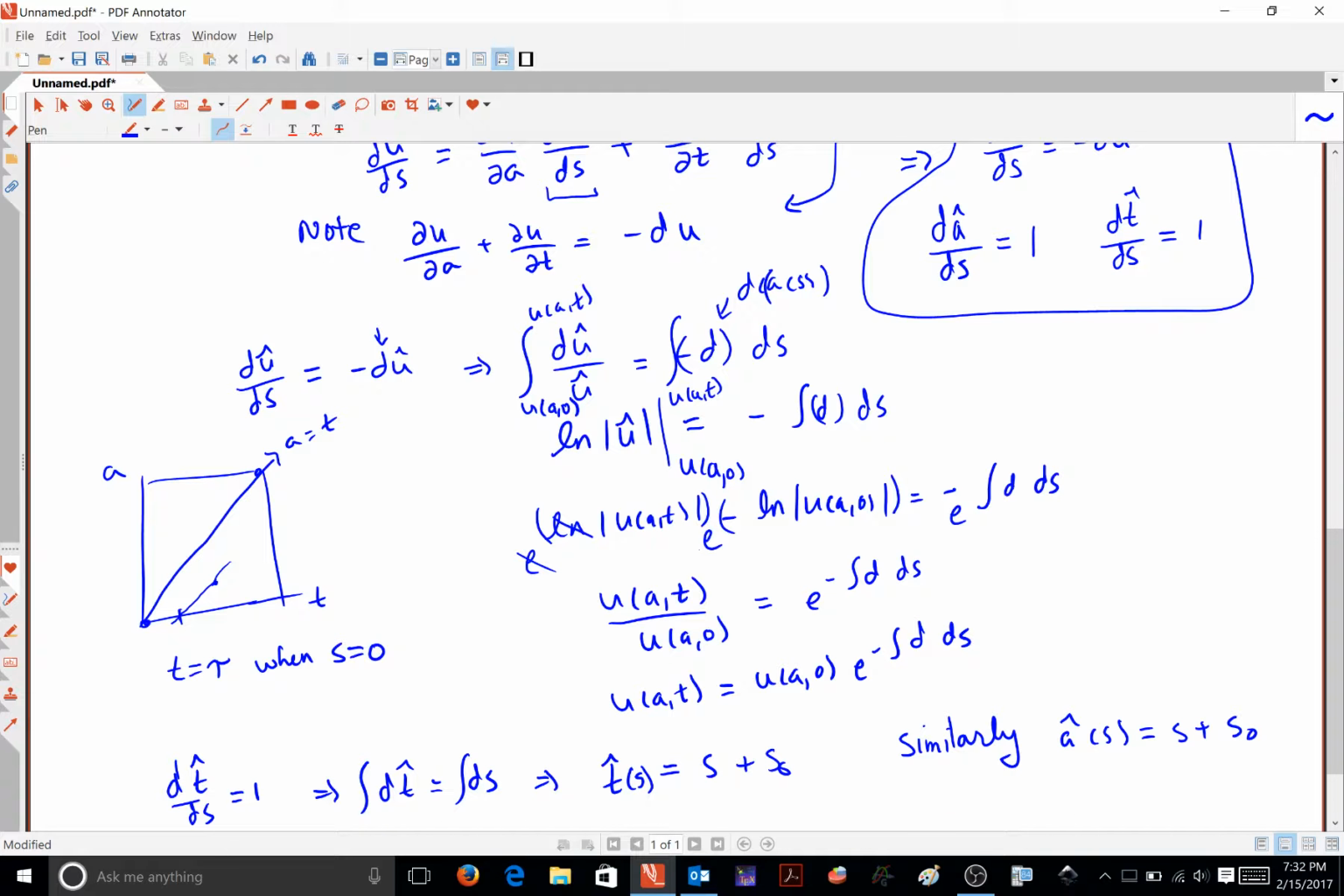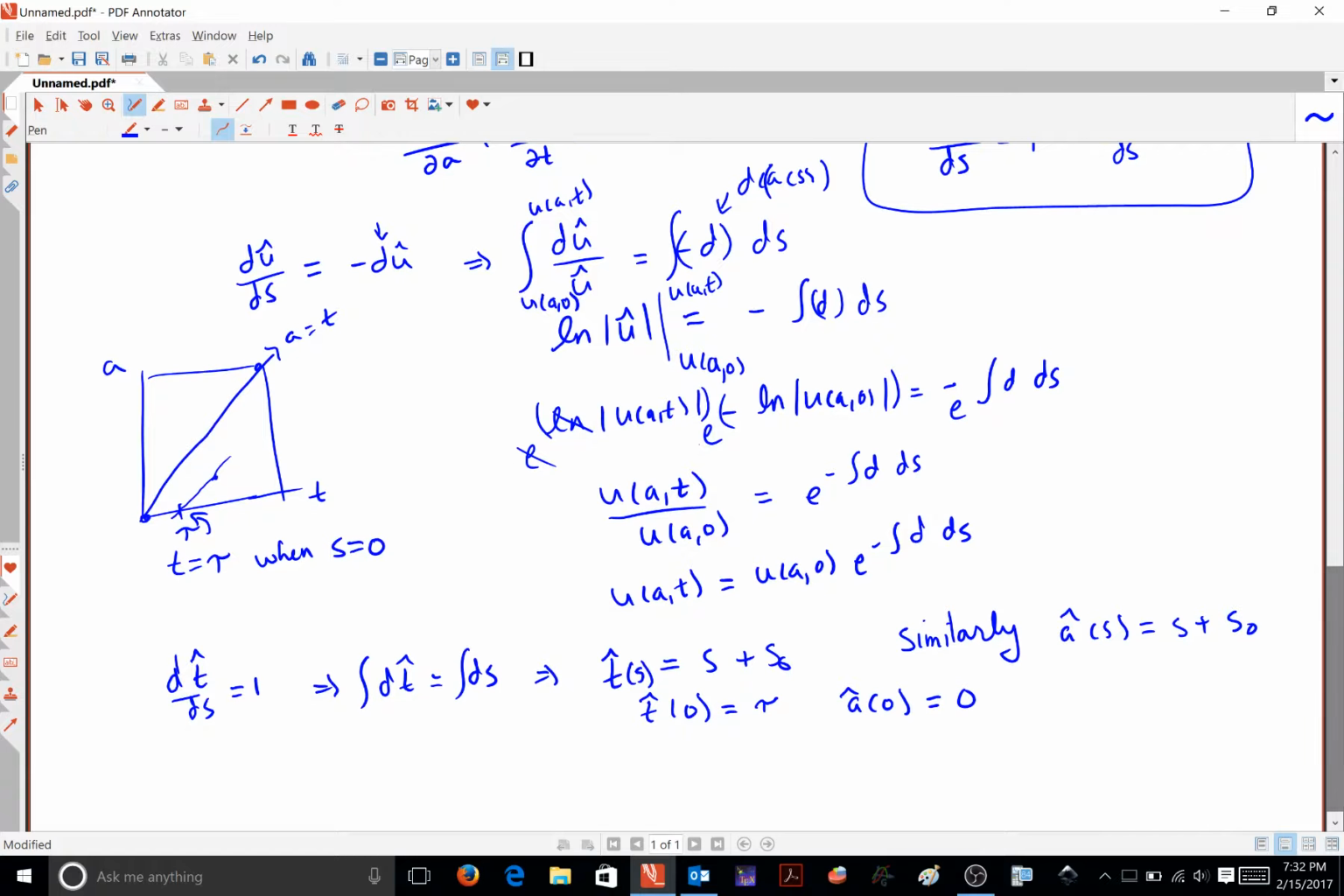So if I go and look at these equations right here, at s equals 0, our t hat of 0 has to be equal to tau. Our a hat of 0 is going to be equal to 0 because you're down on the t-axis at some time tau. Right there on your t-axis, that's what's happening. And your u hat of 0 has to be your B of tau function because that's your birth rate function.